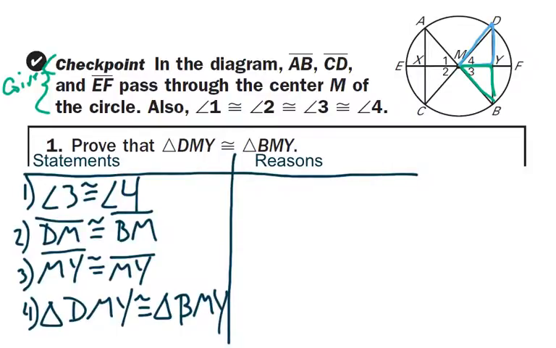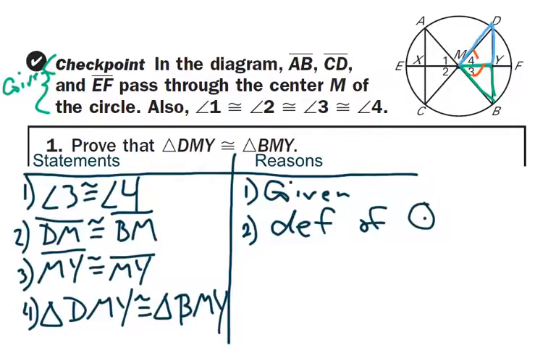Okay, so here are the statements. Let's go over the reasons for each of these. Now, we know that angle 3 is congruent to angle 4 because that was given. And as always, whenever I say something in the proof, I'm going to go ahead and mark it on the picture. After that, we've got segment DM is congruent to segment BM. This is the one I was trying to give you the hint on. That is the definition of a circle. And that's our symbol for a circle. It's a circle with a dot in the middle.